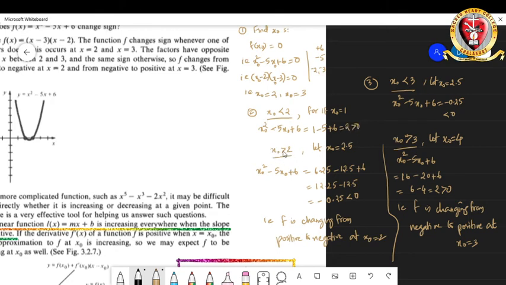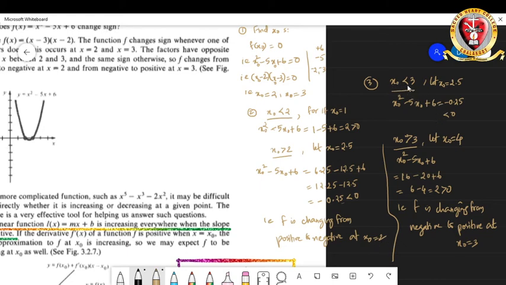And for x naught strictly greater than 2, suppose take x naught is equal to 2.5, because you already have 3, so take something which is less than 3. So you take 2.5. Using your calculator, when you find, you get that to be equal to minus 0.25, which is strictly less than 0. So you have positive here, positive here, negative here. That means f is changing from positive to negative at x naught is equal to 2.